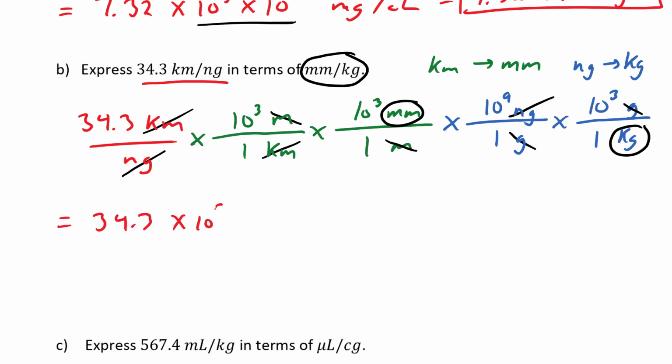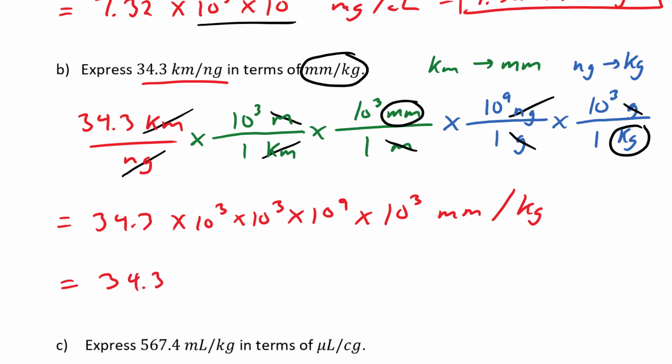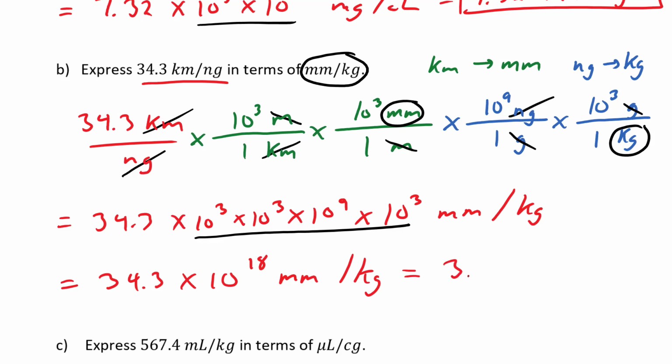Do the math now. 34.3 times 10 to the 3 times 10 to the 3 times 10 to the 9 times 10 to the 3 millimeters divided by kilograms. 34.3, combine all of your base 10s together, times 10 to the 3 plus 3 is 6, plus 9 is 15, plus 3 is 18 millimeters per kilogram. This is not proper scientific notation. Convert that from 34.3 to 3.43. I had to divide by 10, so I multiply this side by 10.